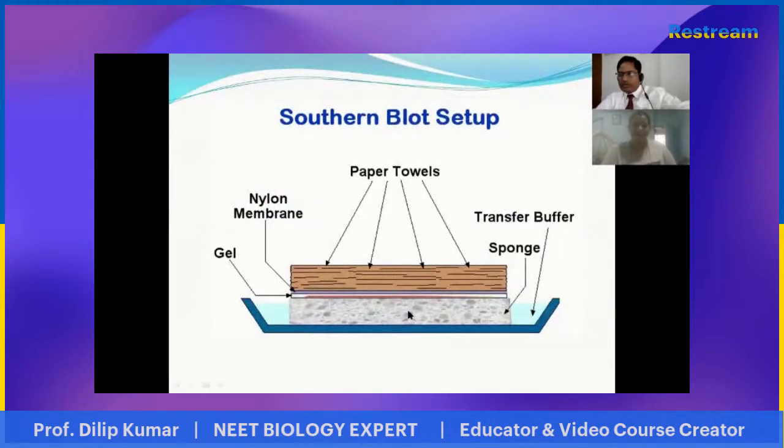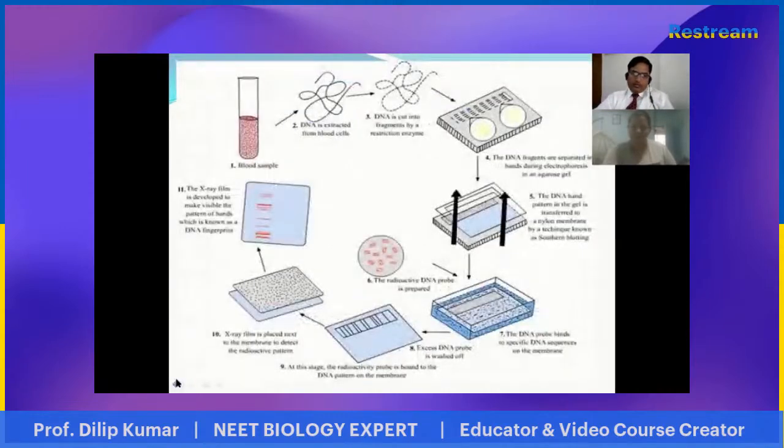ये साउथर्न ब्लॉटिंग का पूरा सेटअप है. यहाँ पे ये जेल रखा हुआ है, ये नायलॉन मेम्ब्रेन है, और उसके ऊपर ये पेपर टॉवल रख करके हम उसको ब्लॉट का सेटअप करते हैं. जब हम यहाँ पे सेटअप देते हैं तो प्रोबिंग करने के बाद जो हमारा रेडियो एक्टिव मटेरियल होता है वो जाकर के सेट हो जाता है. And we can distinguish between the criminal DNA and the suspected person's DNA by the probe. So probing is important.